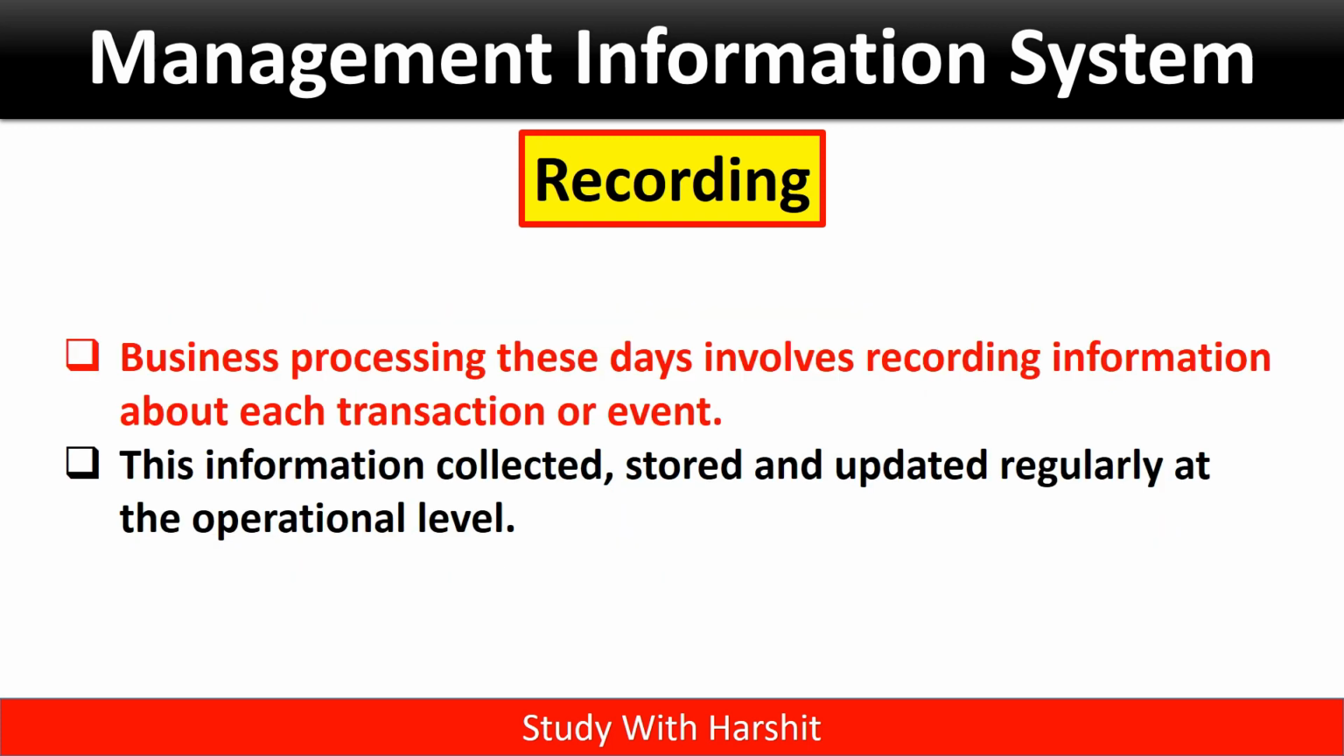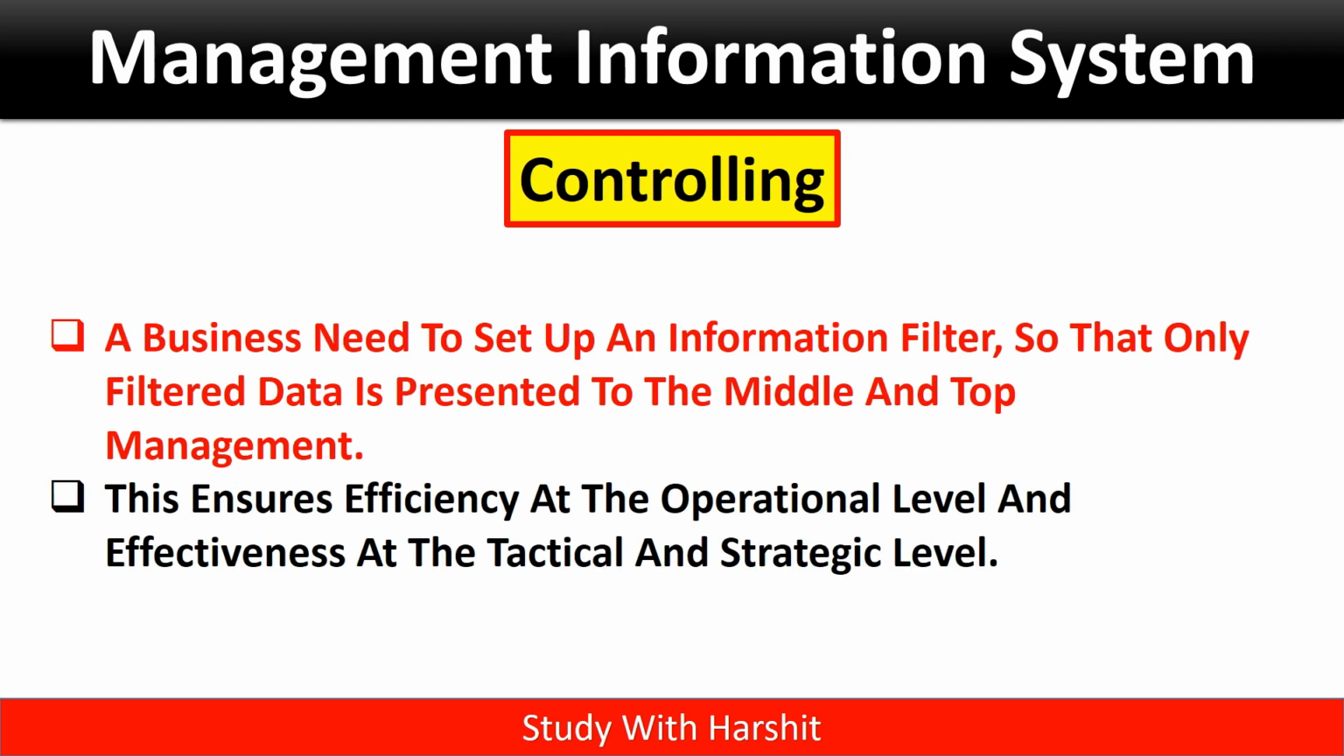Recording. Business processing these days involves recording information about each transaction or event. This information is collected, stored and updated regularly at the operational level. Controlling. A business needs to set up an information filter so that only filtered data is presented to the middle and top management. This ensures efficiency at the operational level and effectiveness at the tactical and strategic level.